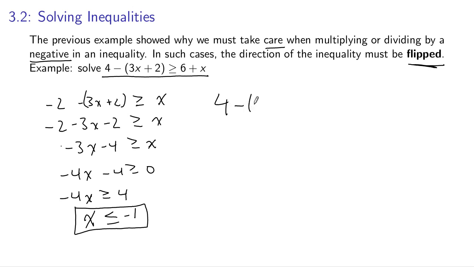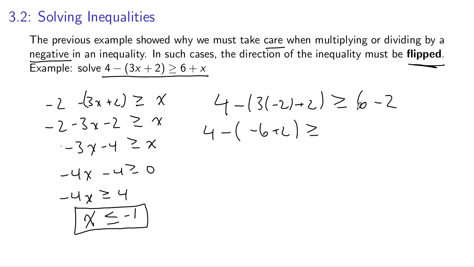4 minus 3 negative 2 plus 2, is that greater than or equal to 6 minus 2? So we have 4 minus 3 times negative 2 is negative 6 plus 2 is greater than or equal to 6 minus 2 is 4. 4 minus 6 plus 2 is minus 4. And 4 minus negative 4 is 4 plus 4, which is 8. 8 is greater than or equal to 4. Check.